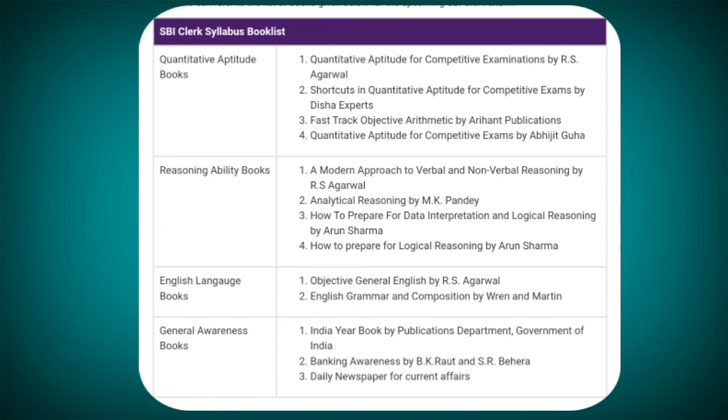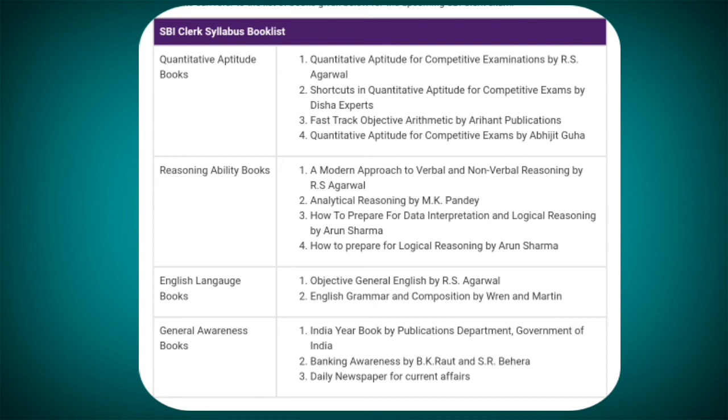SBI Clerk Syllabus Book List. Quantitative Aptitude Books: 1. Quantitative Aptitude for Competitive Examinations by R.S. Agrawal. 2. Shortcuts in Quantitative Aptitude for Competitive Exams by Disha Experts. 3. Fast Track Objective Arithmetic by Arihant Publications. 4. Quantitative Aptitude for Competitive Exams by Abhijit Guha. Reasoning Ability Books: 1. Modern Approach to Verbal and Non-Verbal Reasoning by R.S. Agrawal. 2. Analytical Reasoning by M.K. Pandey. 3. How to Prepare for Data Interpretation and Logical Reasoning by Arun Sharma. 4. How to Prepare for Logical Reasoning by Arun Sharma.